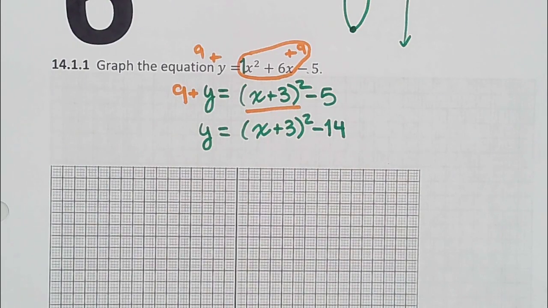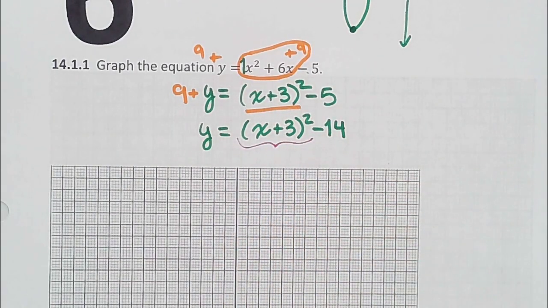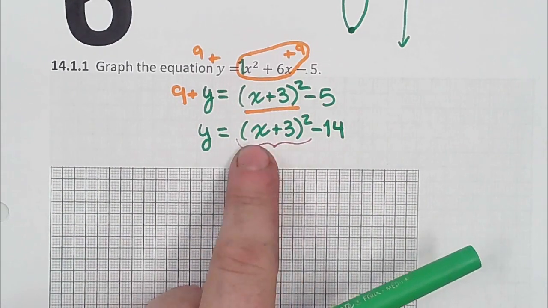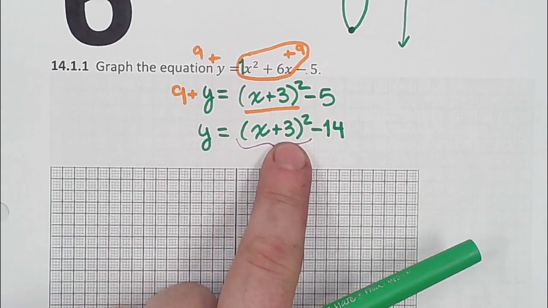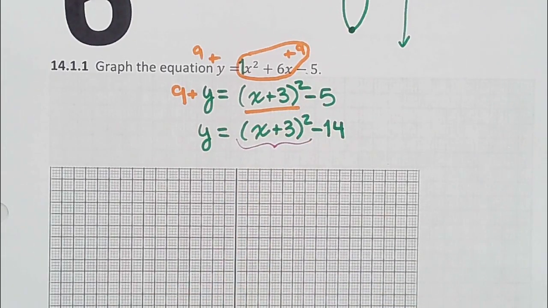So in this form, I can clearly see what's going to make this as small as possible. Notice that this part right here can never go negative if we're using real numbers, right? No matter what I plug in, even negative 7 gets me negative 4 overall, right? Negative 7 plus 3 gets me negative 4. Well, that negative 4 will get squared and become 16, right? So I can never make this negative.